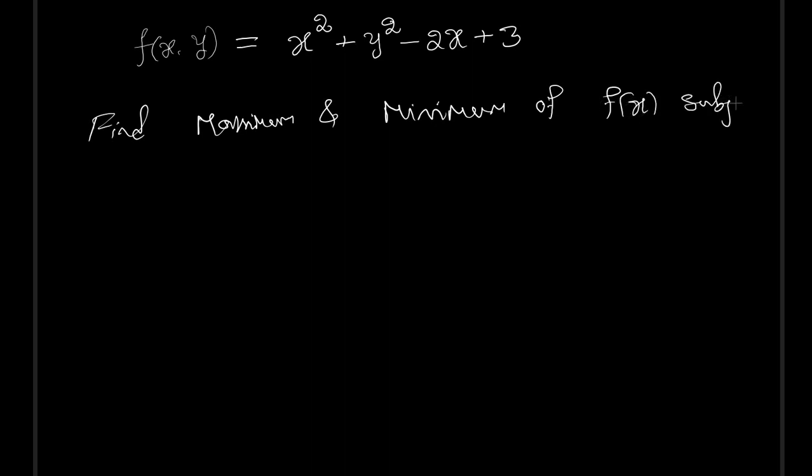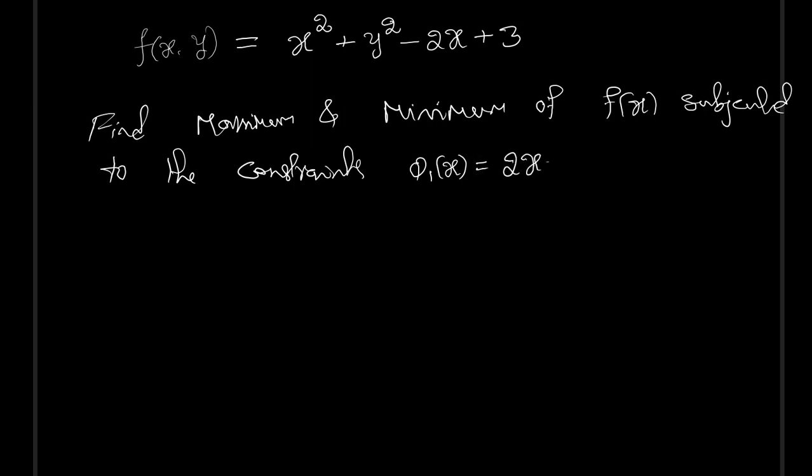subjected to the constraint. So phi 1 of x equal to, let's assume they gave, 2x minus y plus 3 equal to 0. So there is only one constraint they gave us. Subjected to this constraint, we need to find maxima or minima of the function.